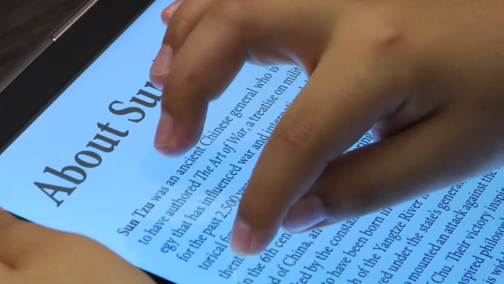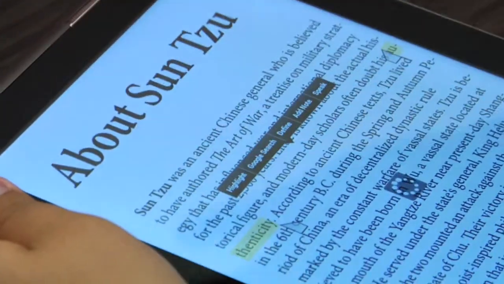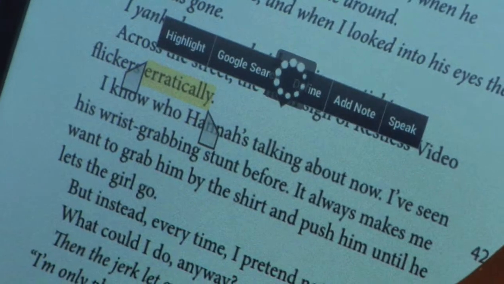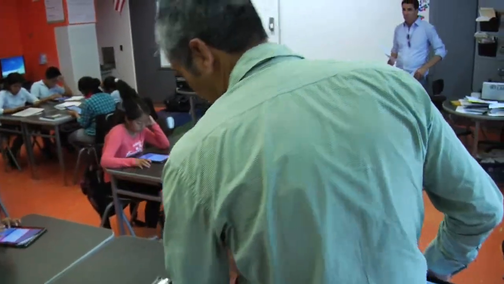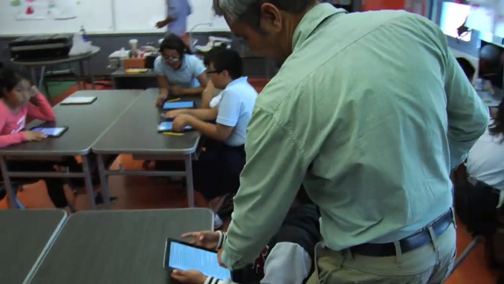One of the things that the kids were most excited about early on was the dictionary feature. The dictionary feature in the Copia app allows English language learners to look up vocabulary words instantaneously as they read. I mean, they simply don't have the stamina to read a text at any level where they don't know 20%, 30%, 50%, 90% of the vocabulary.